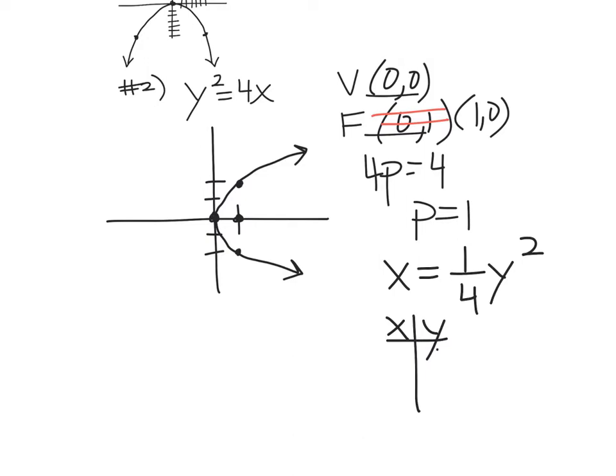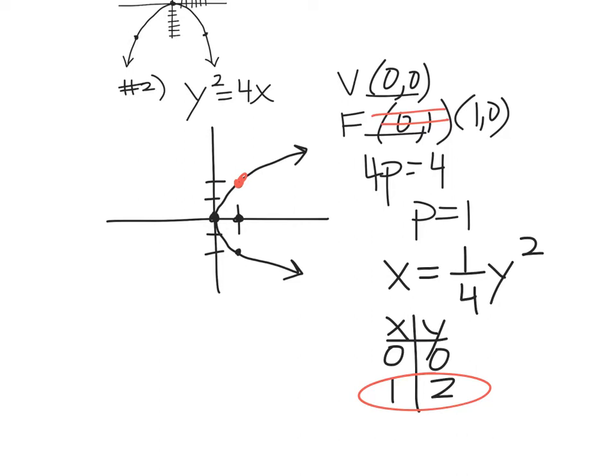So if I pick 0 for y, I get 0 for x. If I pick 2, that would be a really good point. 2 squared is 4, that would give me 1. So that's the point (1, 2). That's this point right here that goes with that, okay? So that's the other way you can do it. You can make an old school chart and graph it that way.